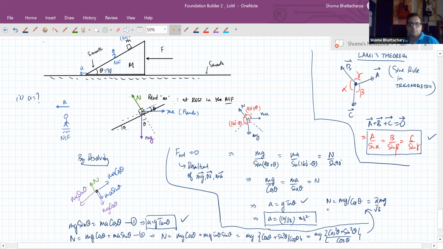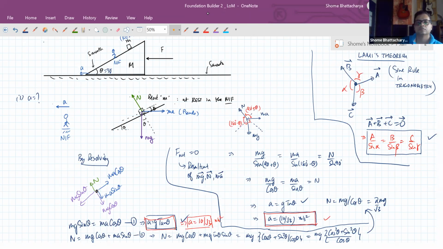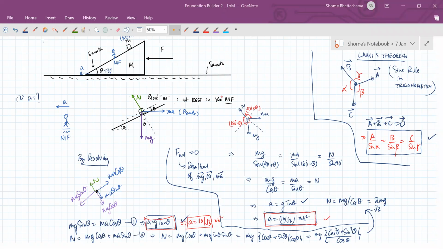So anyhow, just make sure you understand up to this point first, how we got the value of acceleration. Okay, then we'll come to the second part, the same as this. It's just an alternate way of solving the equilibrium condition, which you can always solve by resolving otherwise.